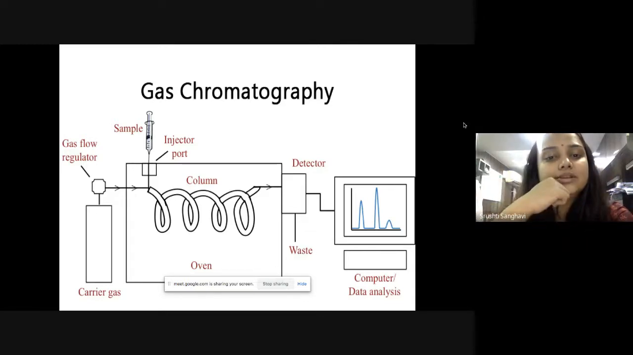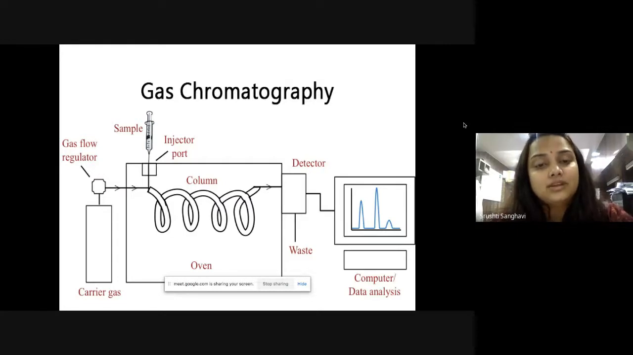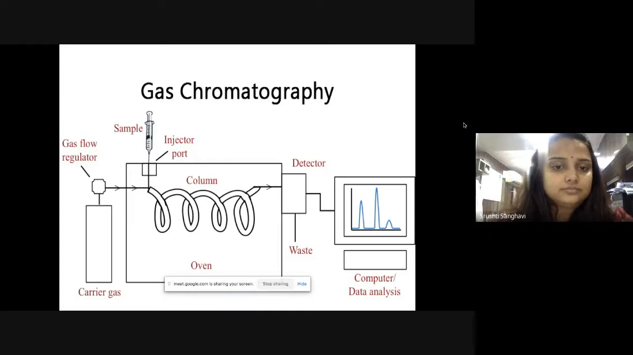After the sample is injected, it is injected into the path of the mobile phase, so into the path of nitrogen or helium. Those two gases take the particular sample and run it through the GC column. The GC column is a capillary column. What I mean by a capillary column is, I'll show it to you as well. It's like a round, let me just show it to you first.